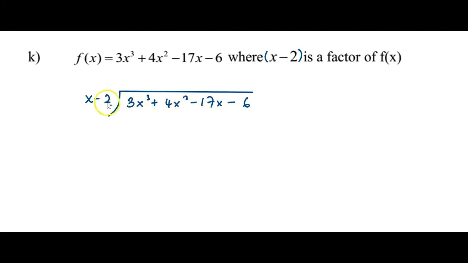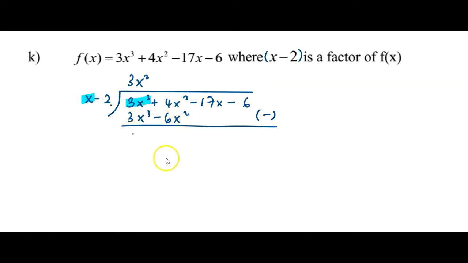So using this function divided by the factor x minus 2, now we focus on the leading term. Leading term divided by the leading term in the divisor, we get 3x cubed divided by x, we have a 3x squared. 3x squared multiplied by x, you get 3x cubed. And then 3x squared multiplied by 2, you get a negative 6x squared. Now you can start to subtract: the function minus 3x cubed minus 6x squared, you get 0 over here.